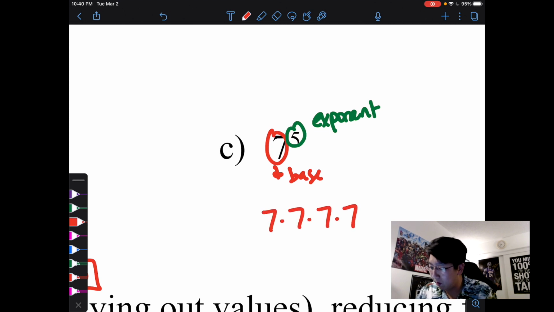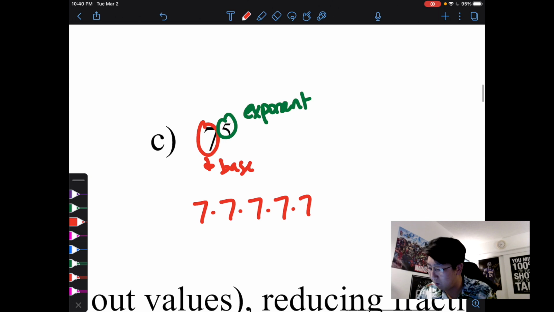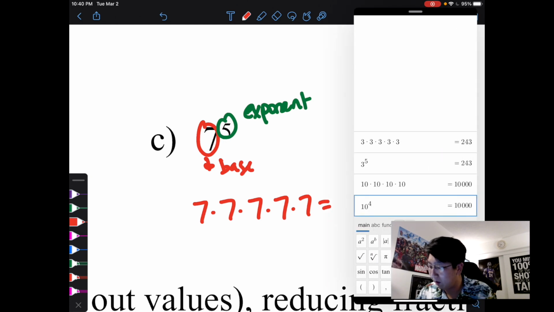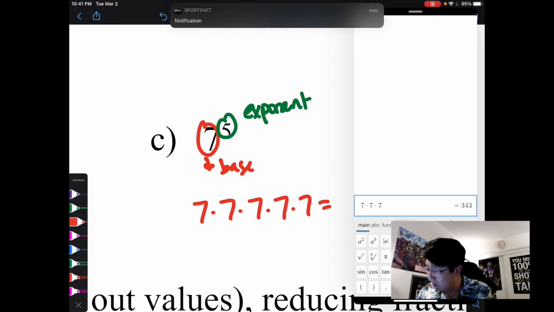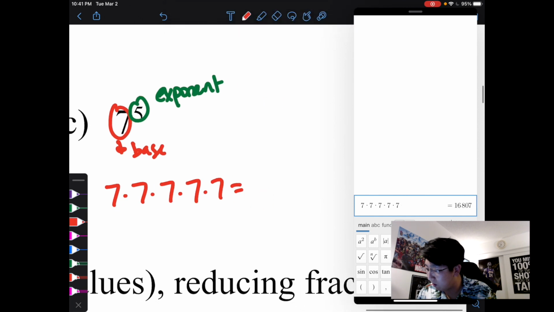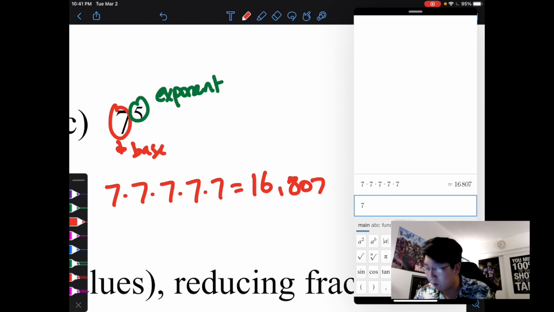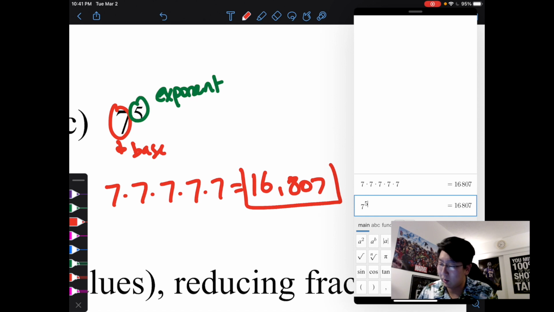Go ahead and multiply 7 times 7 times 7 times 7 times 7. Let's go ahead and clear this again. 7 times 7 times 7 times 7 times 7. It's a big number, 16,807. I'm also going to show you the other calculator way. 7 raised to the 5th power. You get the same exact answer.